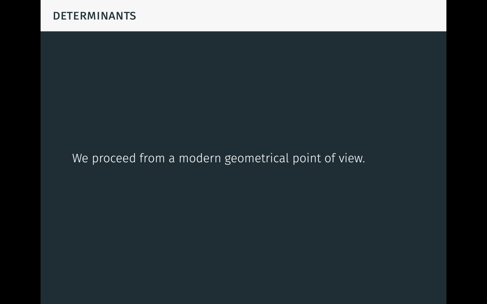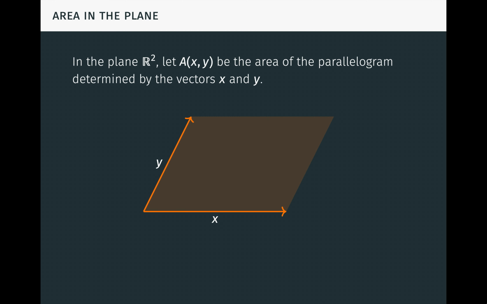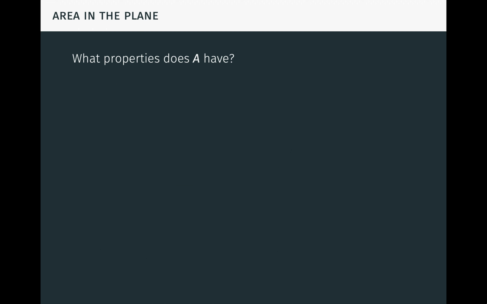So let's get started. In the plane R2, let A(x,y) be the ordinary area of the parallelogram determined by the vectors x and y, as seen here. Recall from geometry that the area is just base times height. We're not going to worry about finding a formula to calculate the area just yet. Instead, we ask, what properties does A have? More specifically, how does A behave with respect to the vector space operations of addition and scalar multiplication?